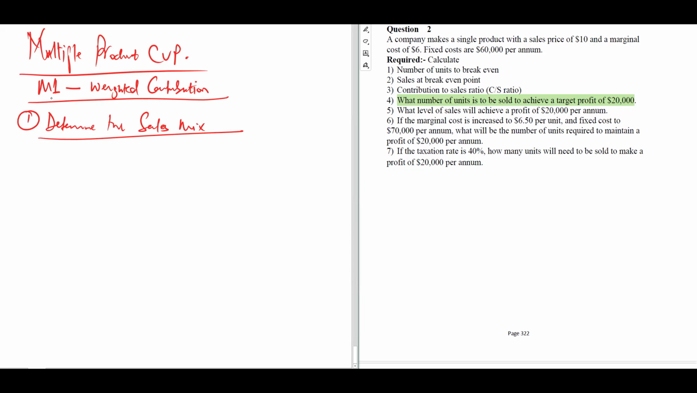The sales mix is how you mix your sales. So let's say we have products A, B, and C. I can write the products and the mix. It's better I take a question so that we use the question to go through the steps and then you understand it better. I hope that makes sense.